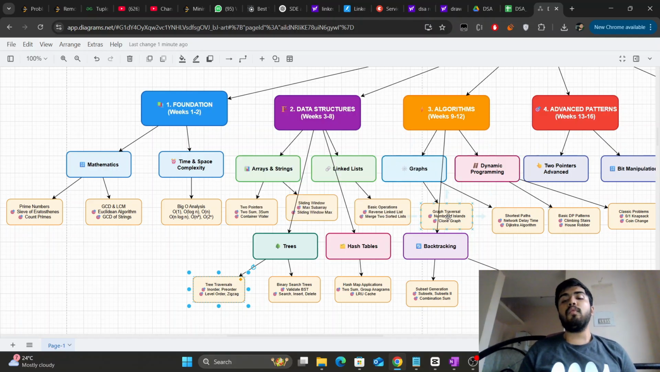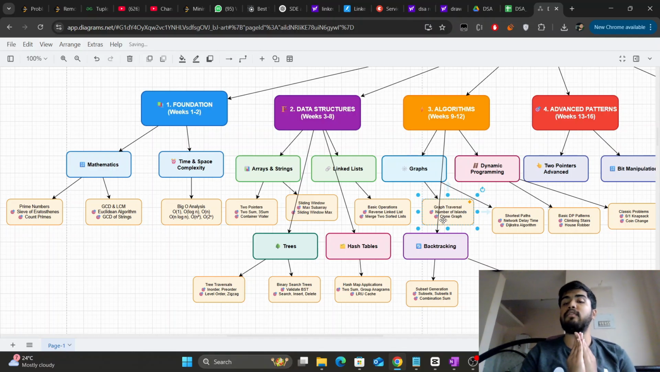On graphs, we will definitely cover all the graph traversal algorithms, either BFS, DFS, whatever it is. We will cover number of islands, clone graph. These are some of the very common problems that you are going to face in your interview. We will try to build common patterns to solve this kind of graph traversal problem, and eventually we will solve this particular category of problems.